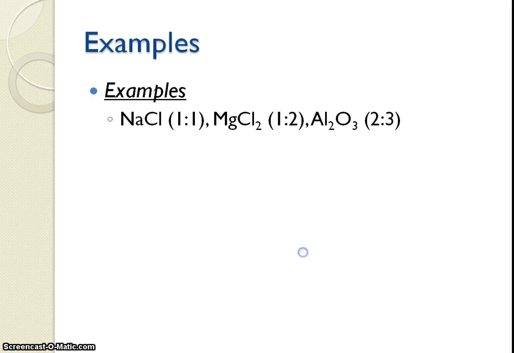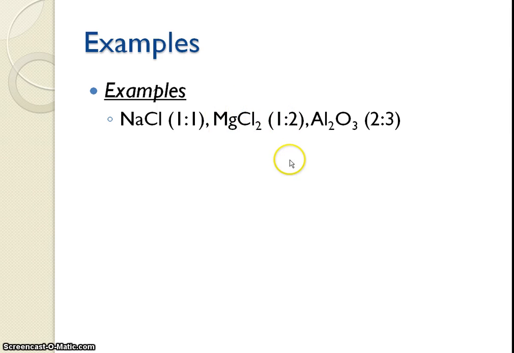So for example, NaCl is a 1-to-1 ratio. MgCl2 means that every time magnesium bonds to chlorine, it's always a 1-to-2 ratio. You have 1 magnesium for every 2 chlorines. It doesn't mean you only have 3 atoms. What it means is in that big crystal, it's a 1-to-2 ratio.